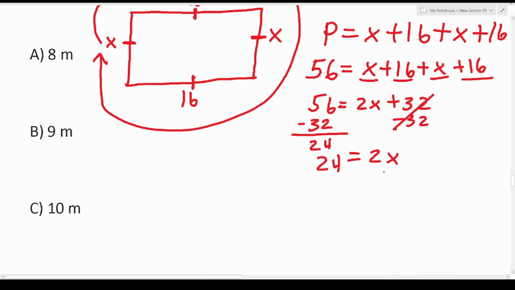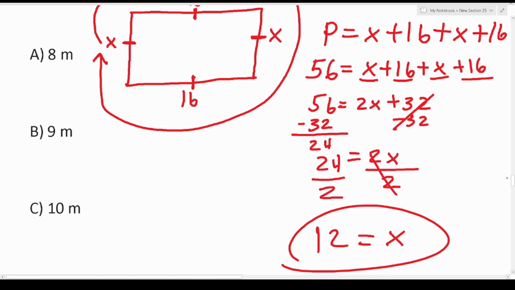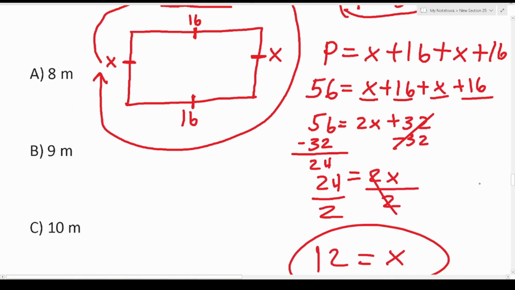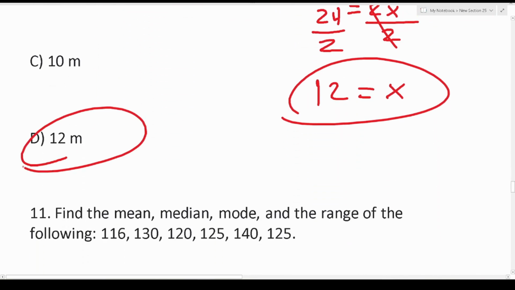Again, our goal is to get x by itself since that's the width of this rectangle. So I'm going to divide both sides by 2, which will leave me with just x. You can see x equals 24 divided by 2, which is 12. So in other words, the width of this rectangle, which is given by x, is 12. So we can see that this one is D. All right, so that's that one.